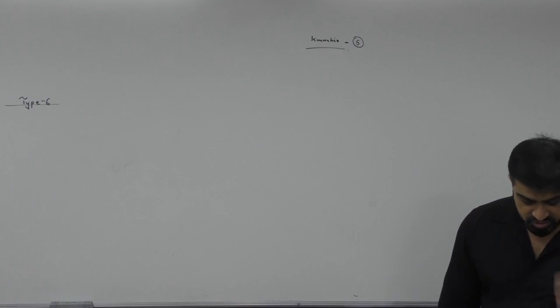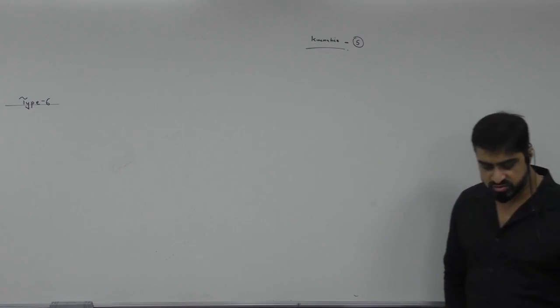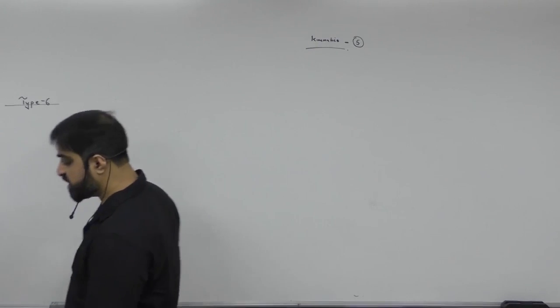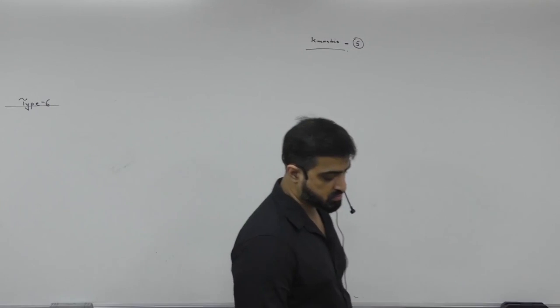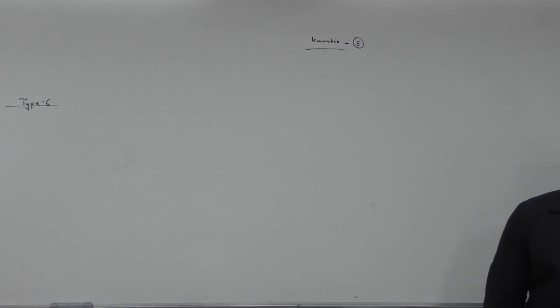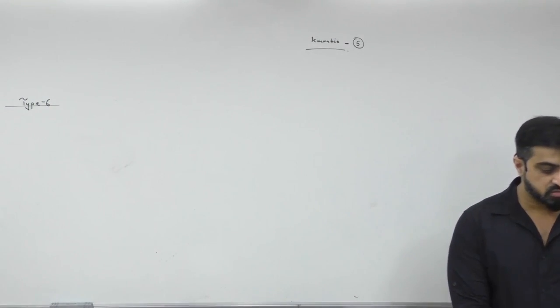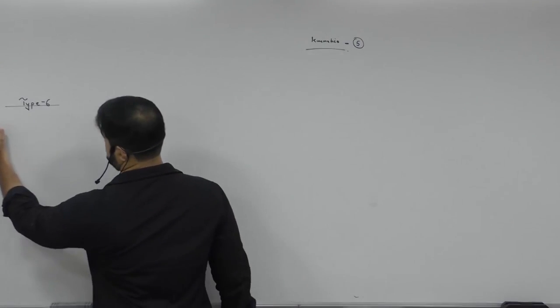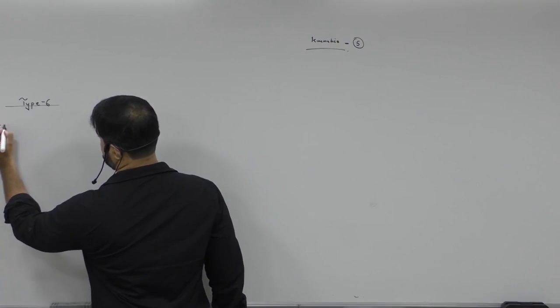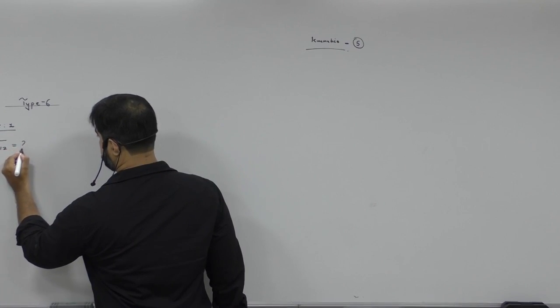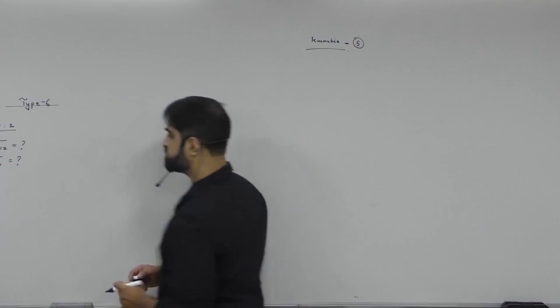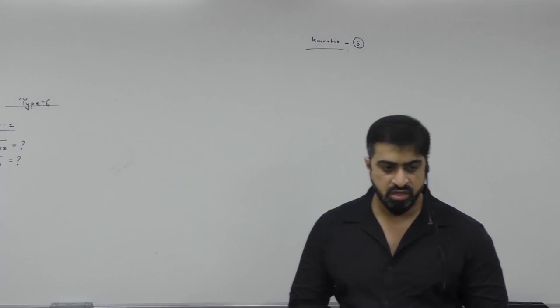First question: acceleration of two particles are 2 meter per second square and 3 meter per second square along negative x direction. Find A12 bar and A21 bar.